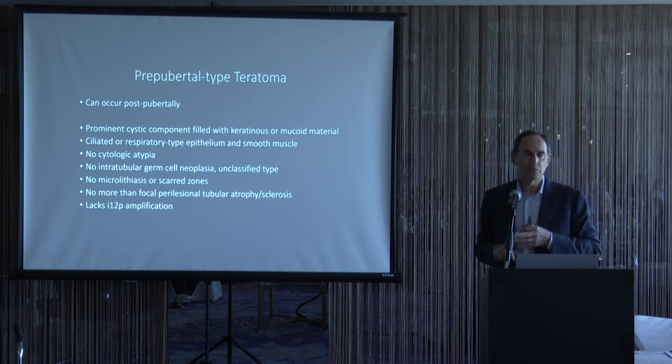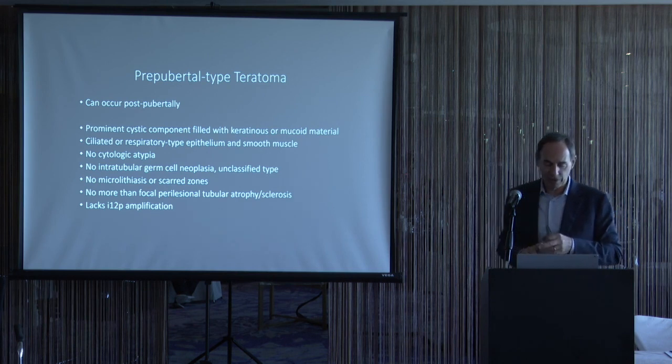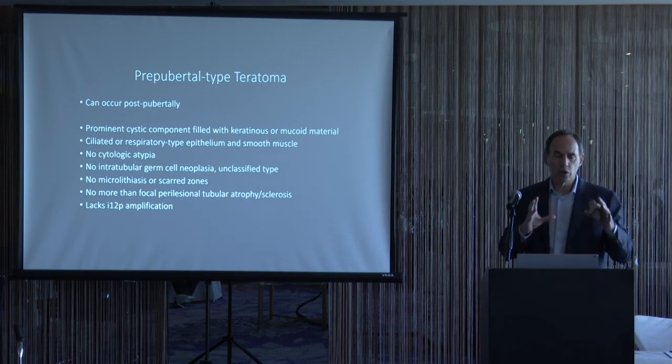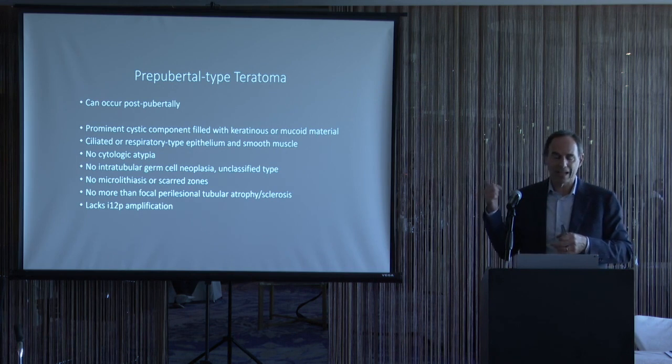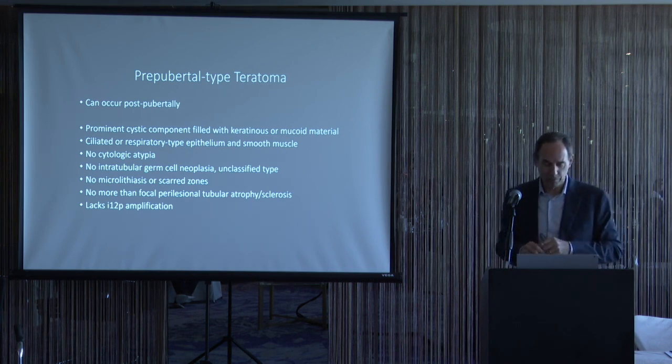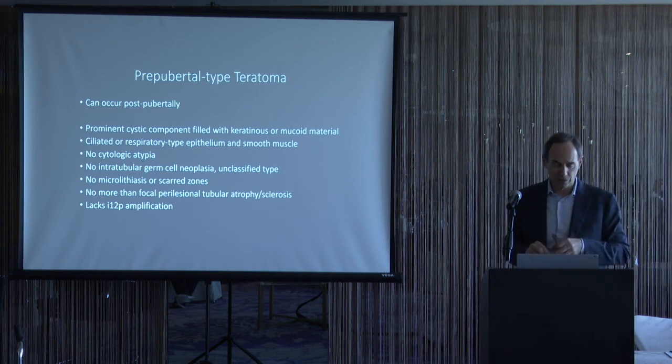You often have a ciliated respiratory type epithelium with smooth muscle. It's very organoid, trying to recapitulate the normal structures that we see in the body. You should have no cytologic atypia. So, for example, the glands that I showed that look like adenocarcinoma, you should not see that in a prepubertal type teratoma. By definition, there's no germ cell neoplasia in situ in the surrounding testes.